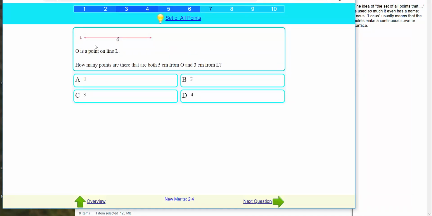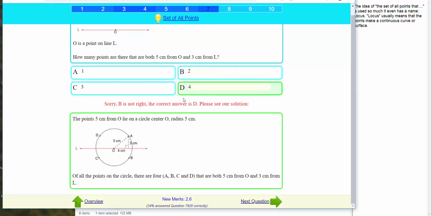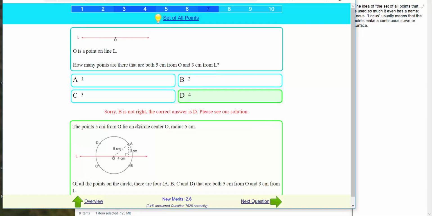O is a point on line L. How many points are there that are both 5 centimeters from O and 3 centimeters from L? So it should be somewhere either here or here, so it's like 2. How many points are there that are both 5 centimeters from O and 3 centimeters from L? So it could be somewhere around here.